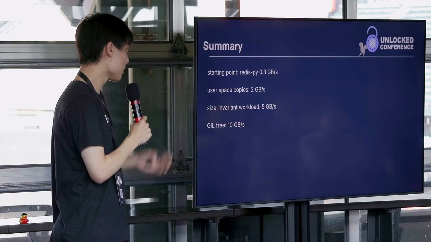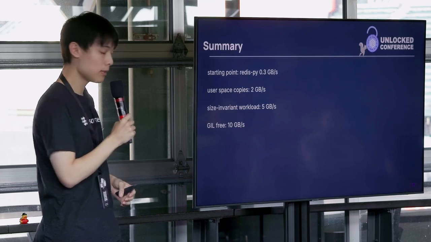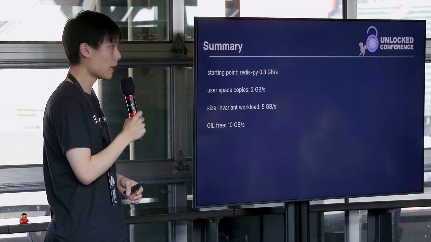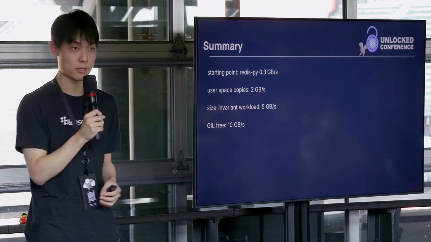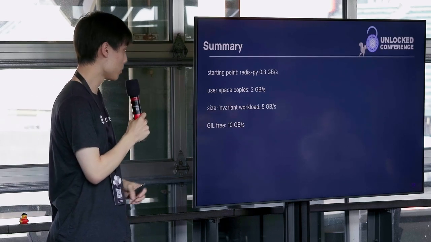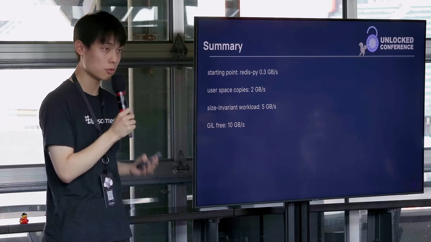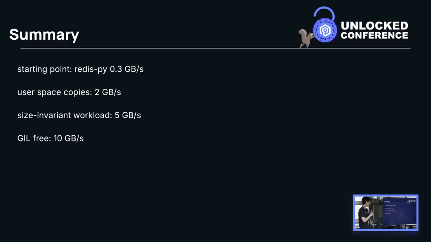And so to summarize this short list of optimizations that was done, hopefully these were presented from a more systems perspective, even though this was an LLM-specific workload. We started at 0.3 gigabytes per second. Removing user space copies gets us to 2. Size invariant workload gets us to 5. And then at the end, getting rid of Python's global interpreter lock gets us to around 10.